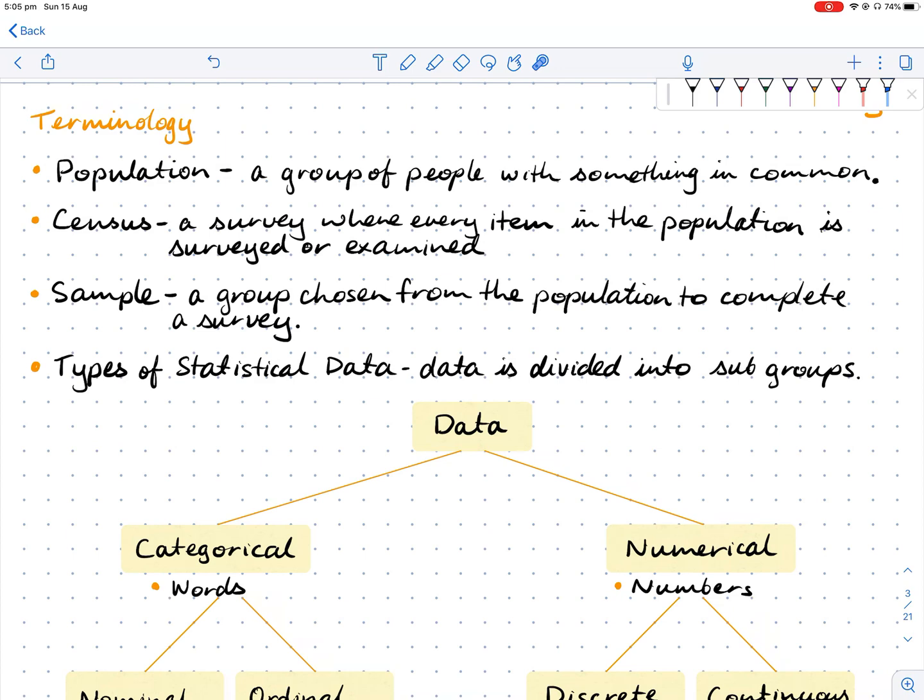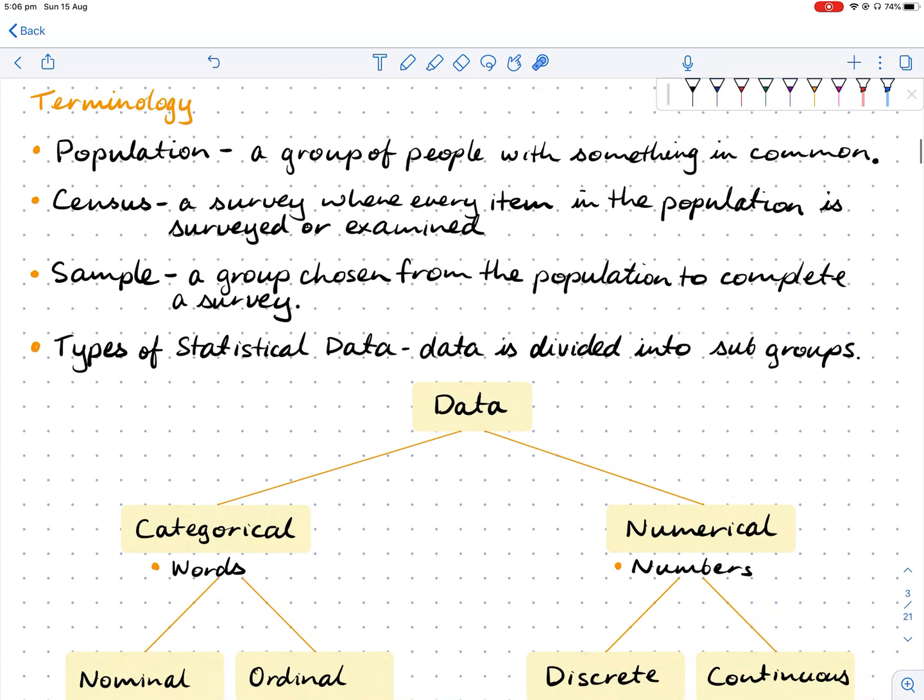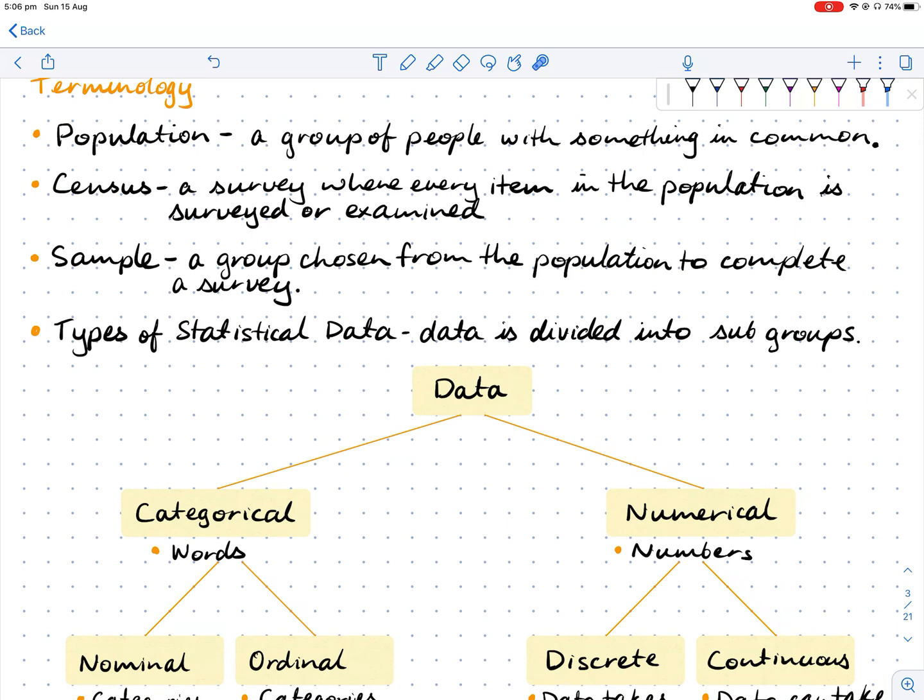Because they're not going to survey every single possible person. It's just going to be a certain number of people. It would be the same as if we were to conduct a survey at school, but we only invite the SRC to participate in the survey. So we've got a group of people who are chosen in order to complete the survey or be examined in some way or another. And then the last thing is we've got different types of statistical data.